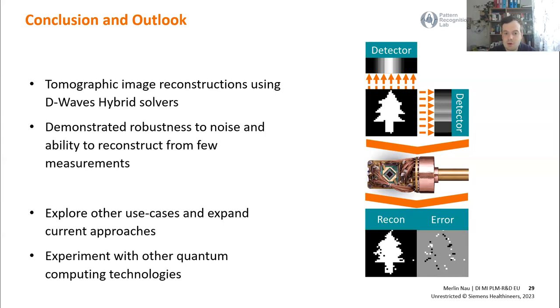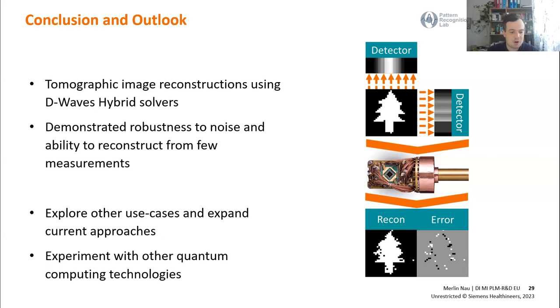We demonstrated a robustness to noise and also the ability to reconstruct from few measurements, specifically for this small toy problem that we introduced throughout this talk. And in the future, what we would like to do is explore other use cases with quantum annealing. We have gotten started with this, and one of the problems that we were able to map purely onto the quantum annealer was a feature selection problem. In my opinion, this was more suitable to map to quantum annealers, but I'm also curious if some of you have any inputs on this.